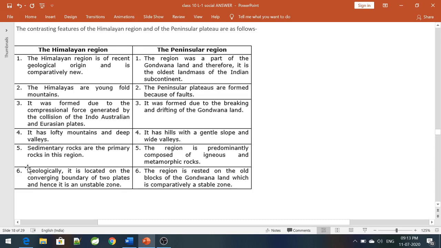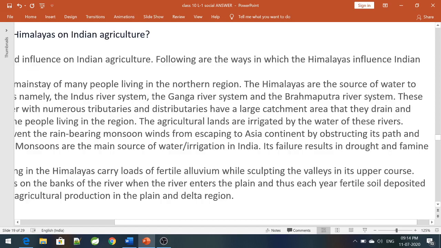Sedimentary rocks are the primary rocks in the Himalayan region. The peninsular region is predominantly composed of igneous and metamorphic rocks. Geologically, the Himalayas are located on the converging boundary of two plates and hence it is an unstable zone. The peninsular region rests on the old blocks of Gondwana land, which is comparatively a stable zone.